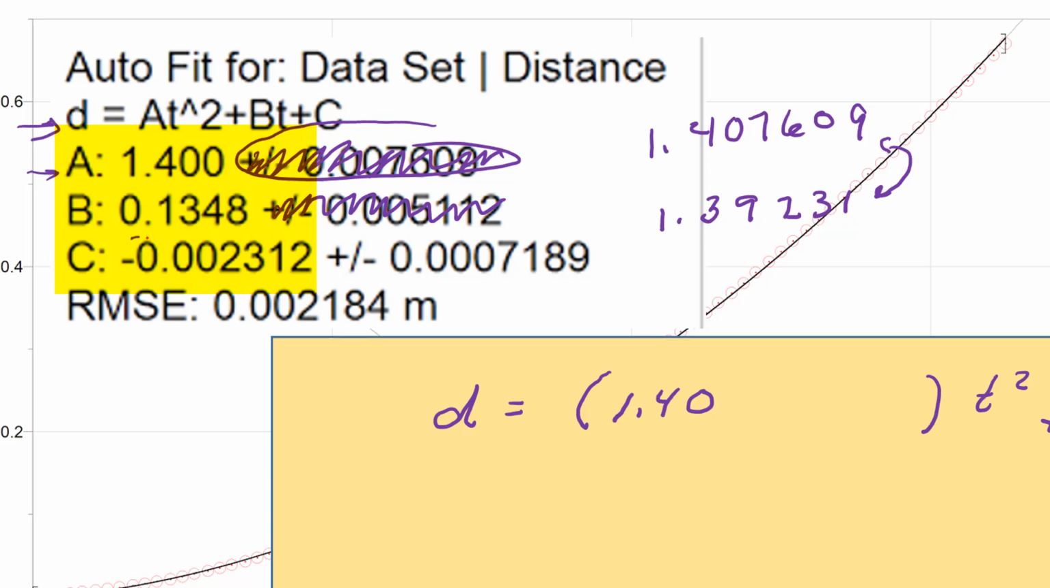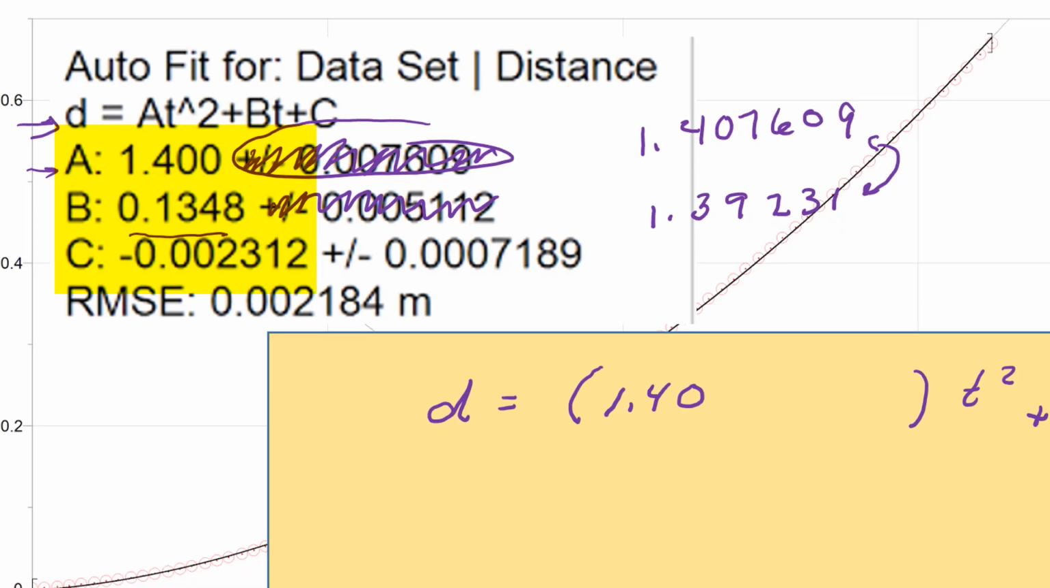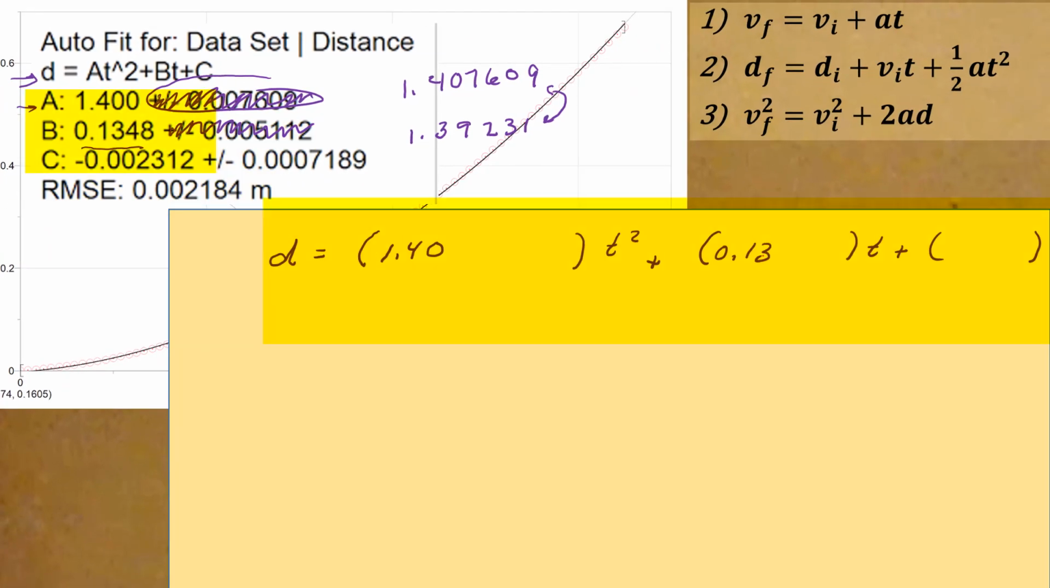For b, we've got 0.1348, which rounds to 0.13. And for c, we have 0. At least it rounds to 0.